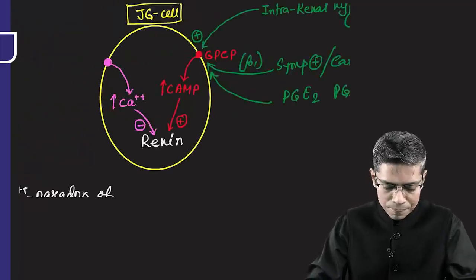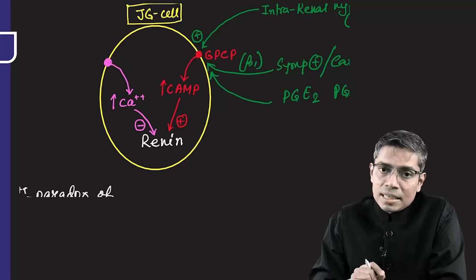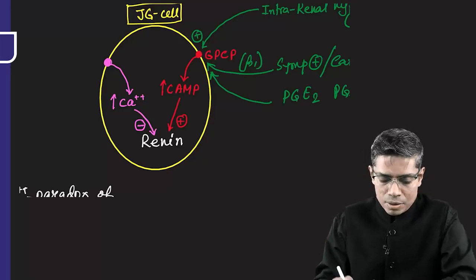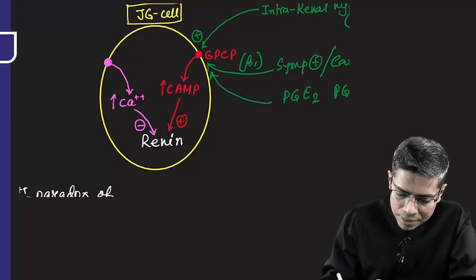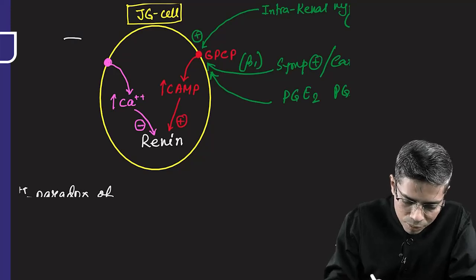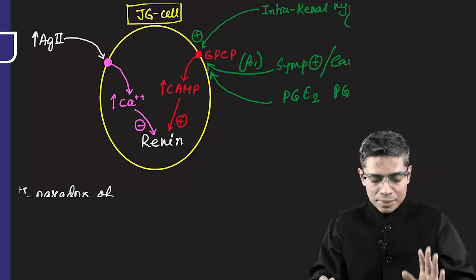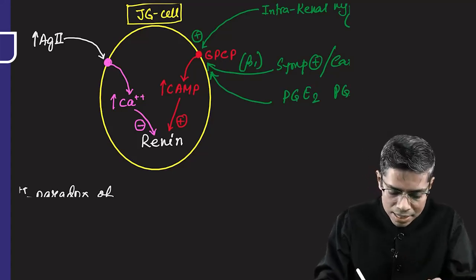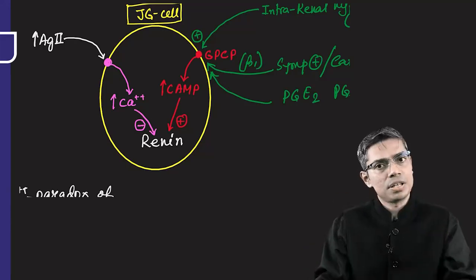So now you look at the other one. By this GPCR receptor which is increasing calcium, if someone is stimulating that GPCR receptor, then the renin secretion will be inhibited, decreased renin secretion. What is the stimulus? The important one that I have to remember here is increase in angiotensin 2, right? Very, very important. So whenever there is increased angiotensin 2 level in your blood, that will cause increased calcium inside the JG cell, and that will inhibit renin secretion, right?